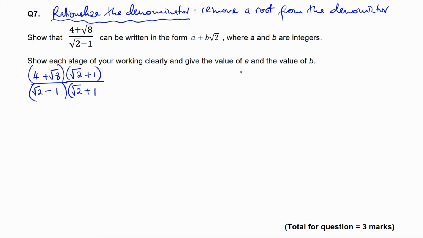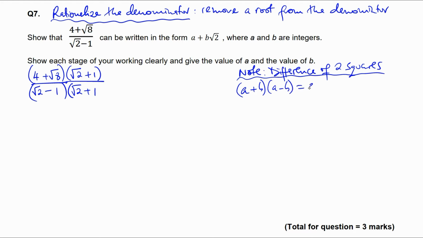So note, from the difference of two squares, we know that a plus b multiplied by a minus b is equal to a squared minus b squared.